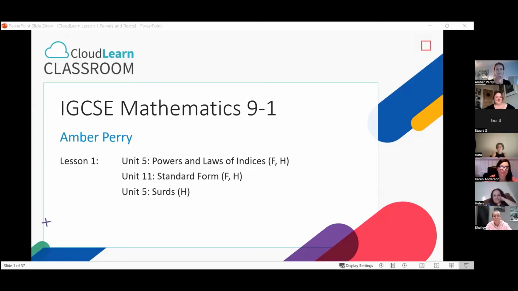Okay, hopefully you can see my screen there. It should say IGCSE Mathematics 9 to 1 in the front. Can everyone see it? Great, I see some nods.